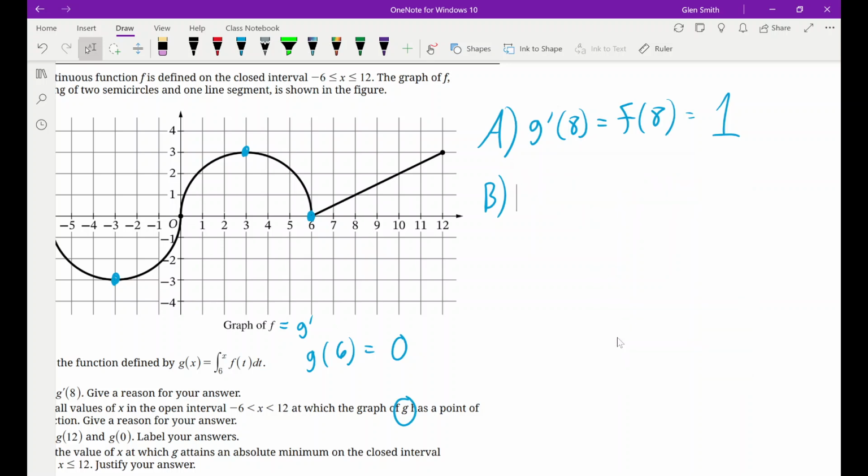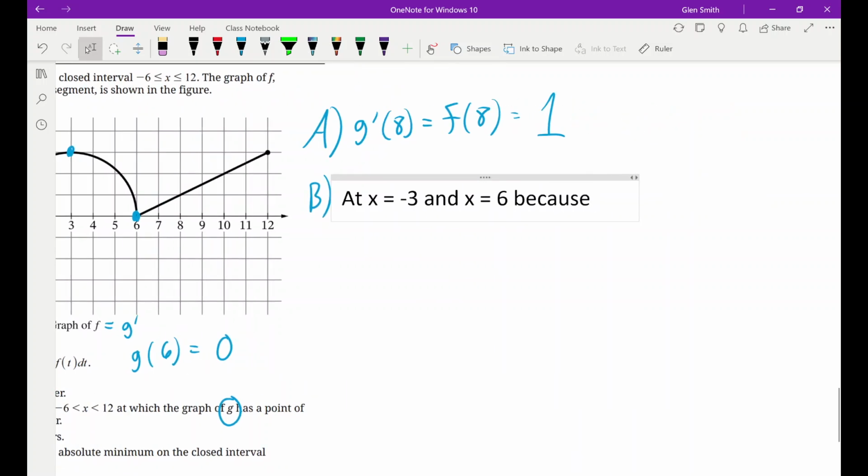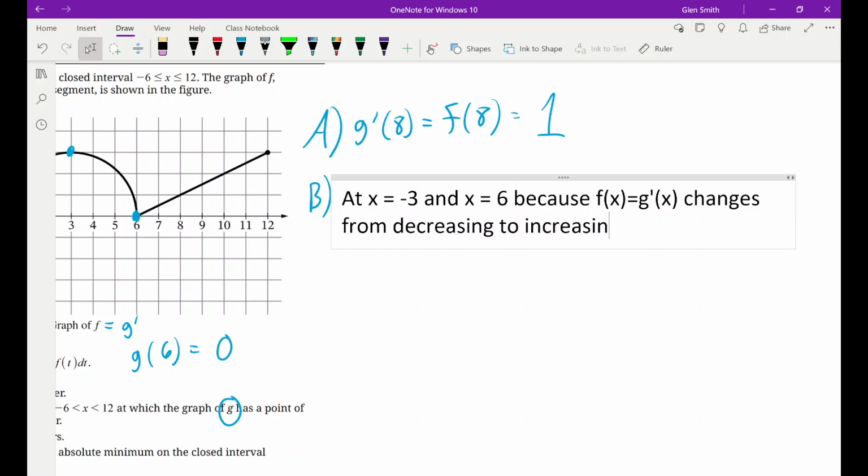All right, here we go. So you should be saying at x equals, I'm going to lump together -3 and 6, x equals -3 and x equals 6, because f of x, which equals g prime of x. You don't need to say that because I set it up here, but that's fine. Because f of x equals g prime of x changes from decreasing to increasing. So g double prime of x changes from negative to positive.